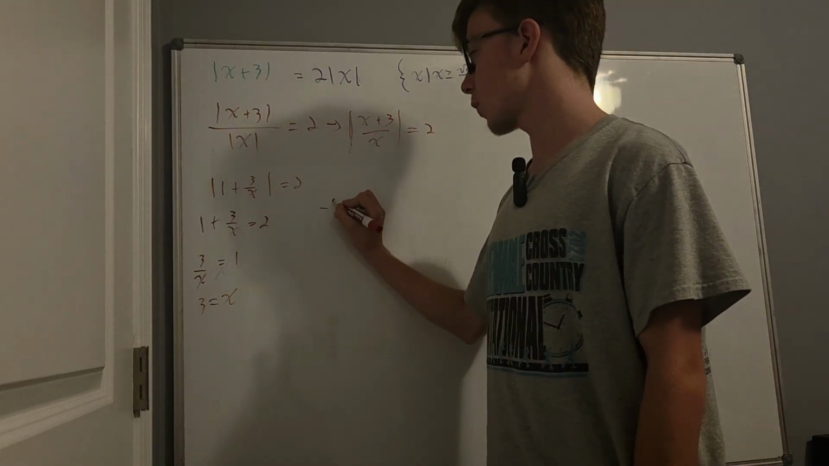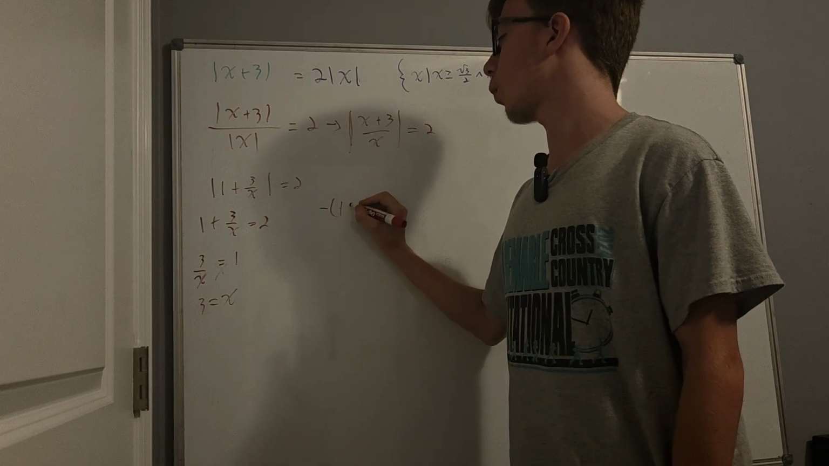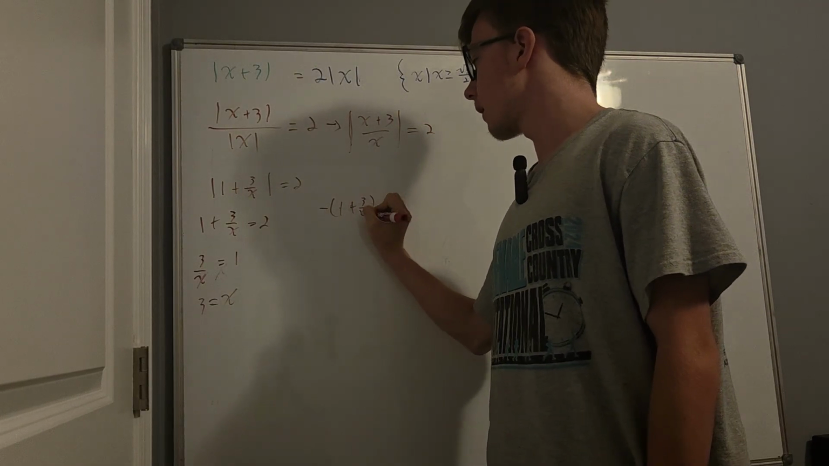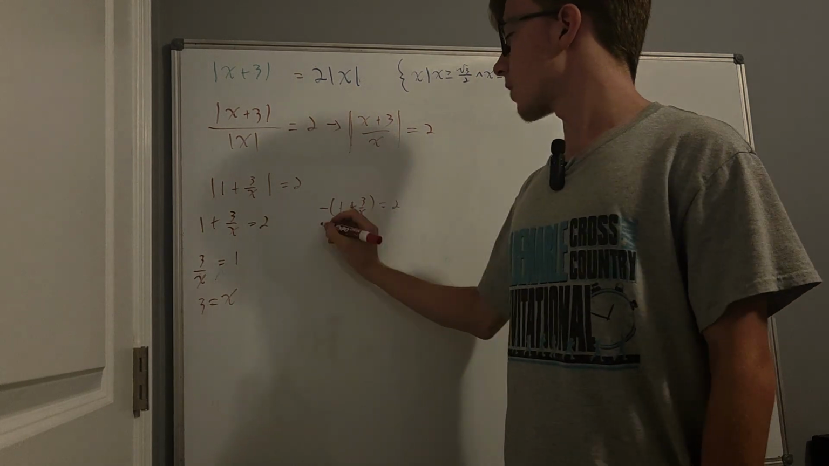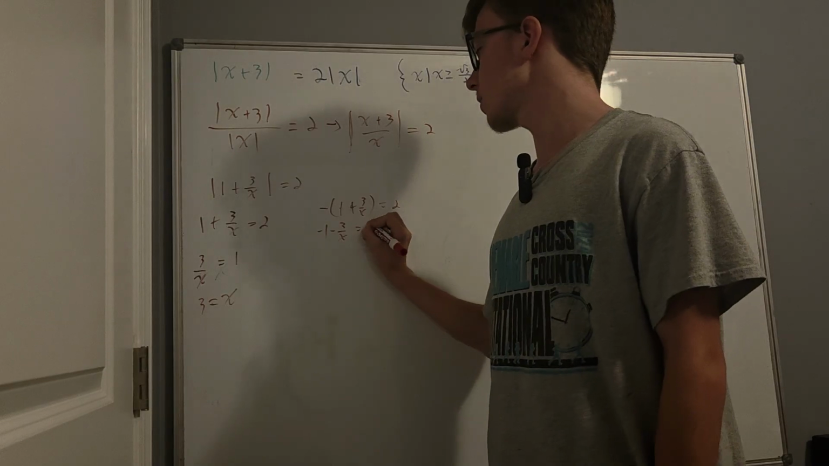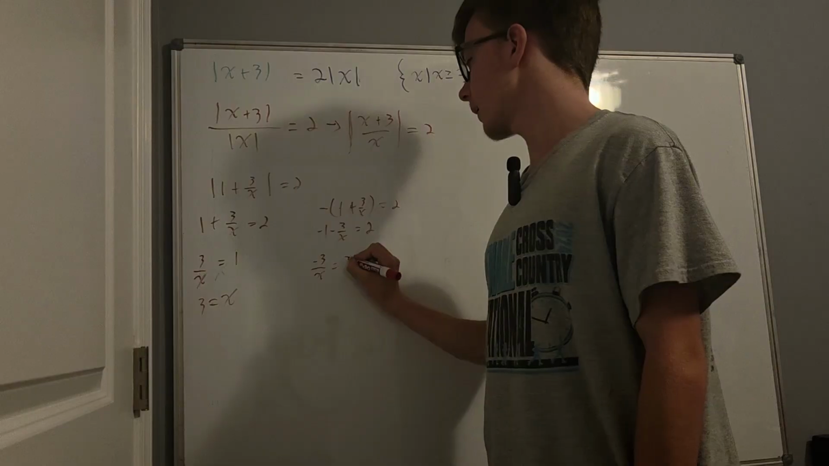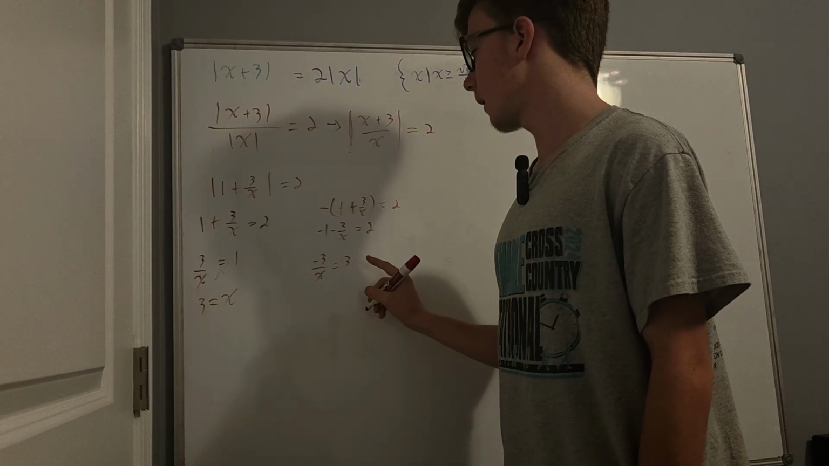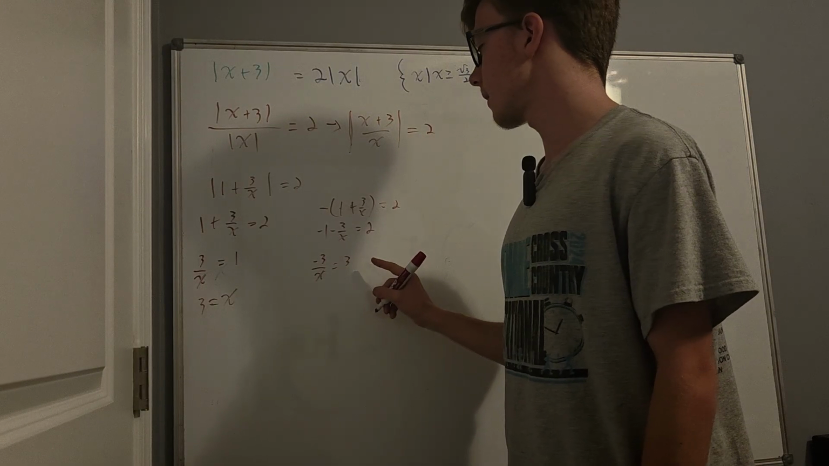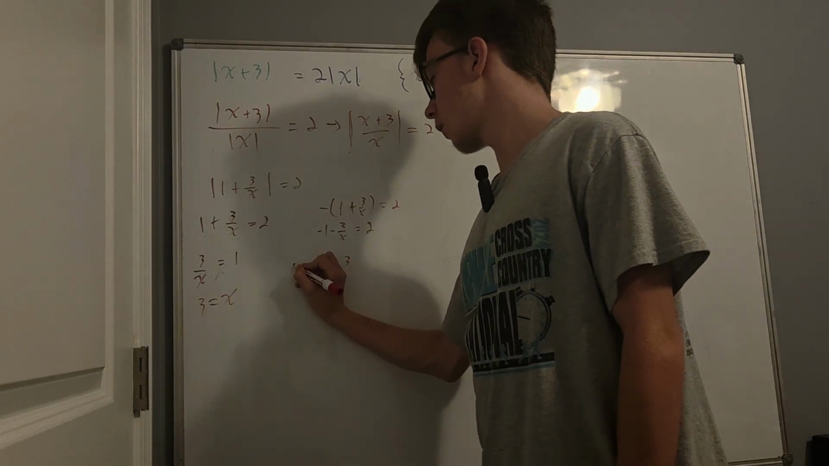For our second case, we're looking at negative 1. Negative 1 plus 3 over x. And that's going to equal 2. So we're going to end up with negative 1 minus 3 over x is equal to 2. Add 1 to both sides, and negative 3 over x is equal to 3. What I'll do here is I'll multiply by 1 over 3.